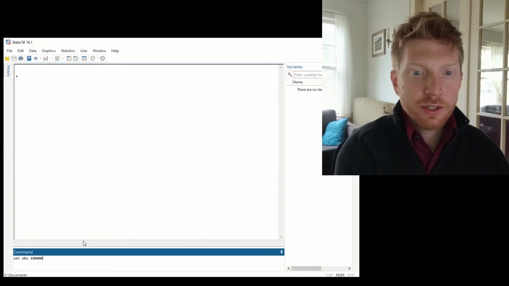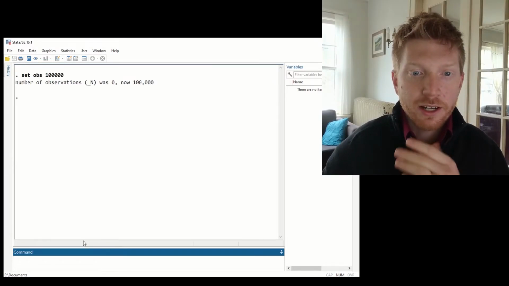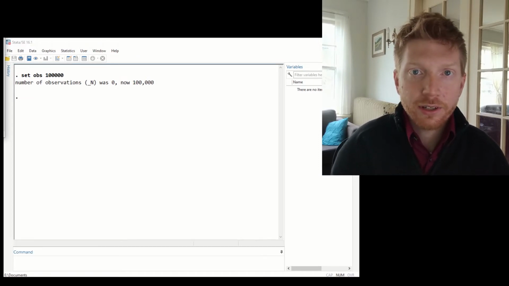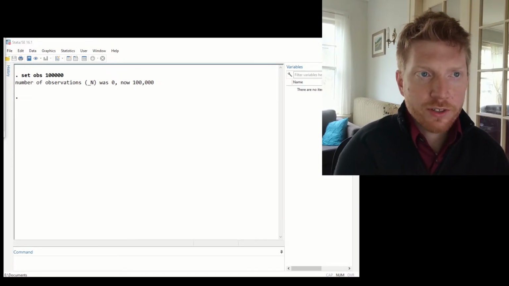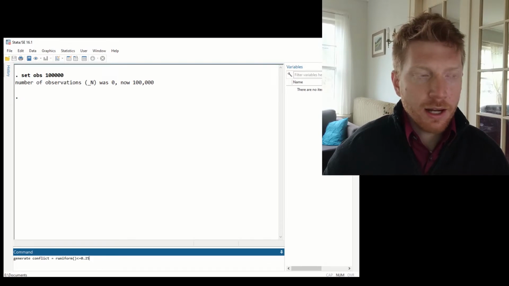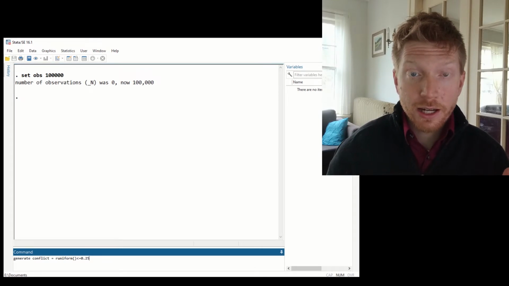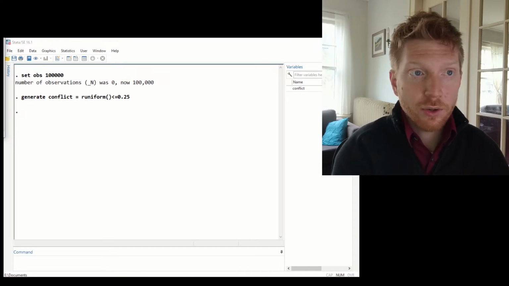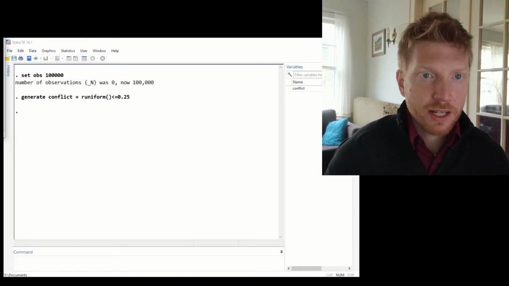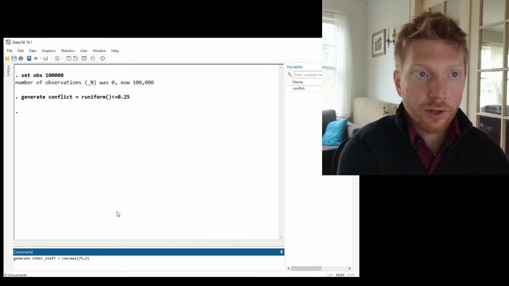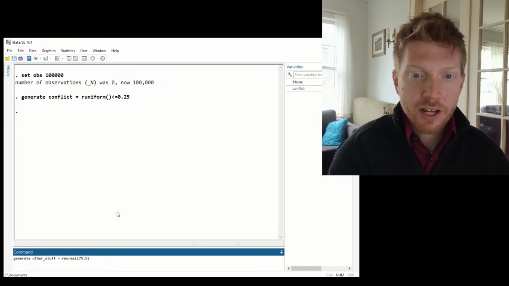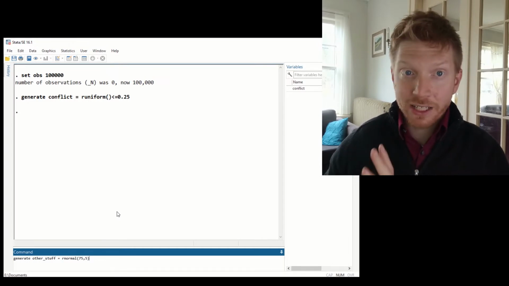So the first thing I'm going to do is just set my number of simulated observations nice and high at 100,000, so we don't run into any weird stuff with our simulated data. And then a fourth of our population, 25%, have some sort of conflict that precludes them from coming to the study session. This code will be commented and put up on the website if you want to play around with it and do your own thing. We're going to generate our error term, calling it other stuff.